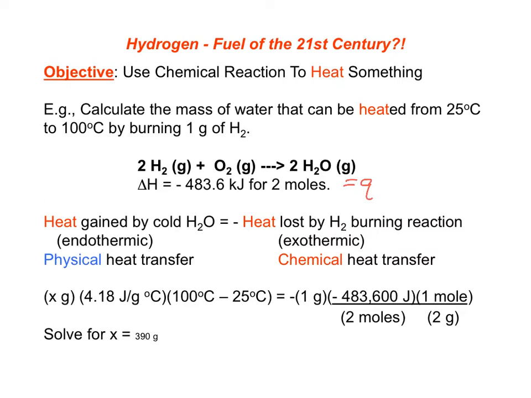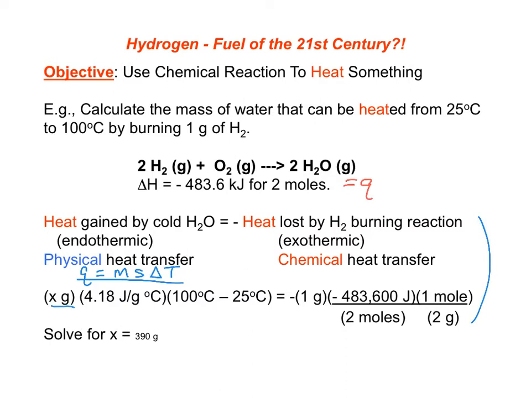The heat lost by the chemical reaction equals the heat gained by the water. The heat gained by the water is a physical heat transfer. We'll use this equation to figure out how much heat is gained by the water. So stop the video and review this calculation to calculate the mass of water that can be heated up.